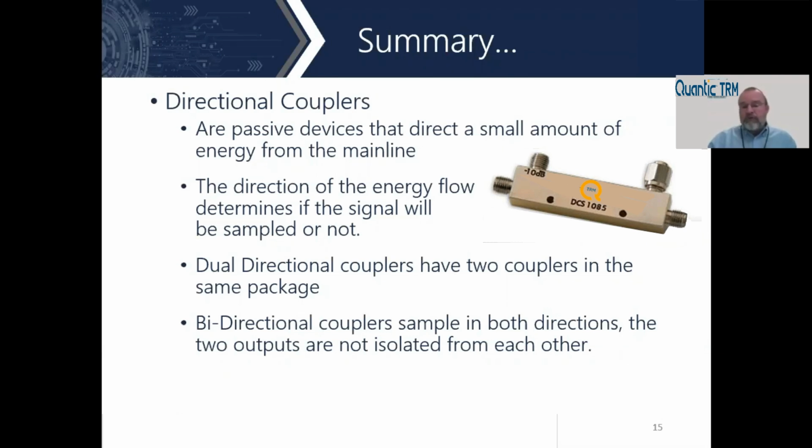Dual directional couplers are basically just two devices in one package, and therefore the outputs for those are isolated from each other because they are separate devices. Bidirectional couplers, basically we're just removing the termination from one line, so they will function on some level like a dual directional, but there's no isolation between the two outputs. Certain applications, those can be okay. Other places, not so. That does pose a problem because those two outputs are not isolated from each other.